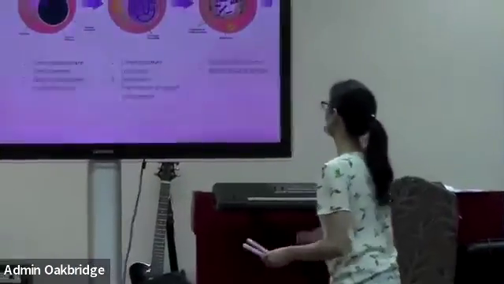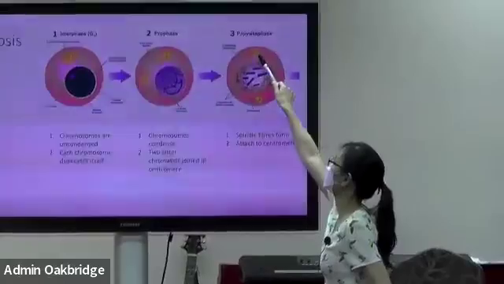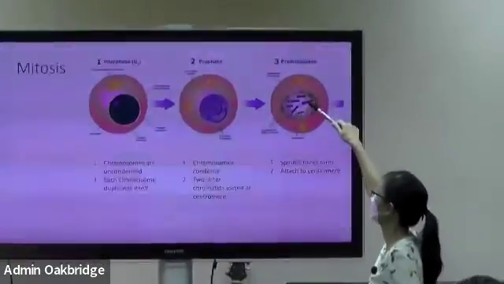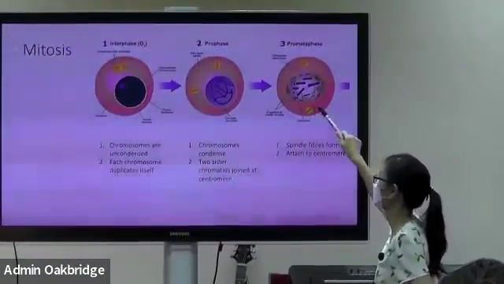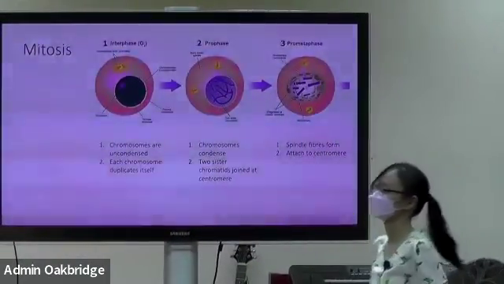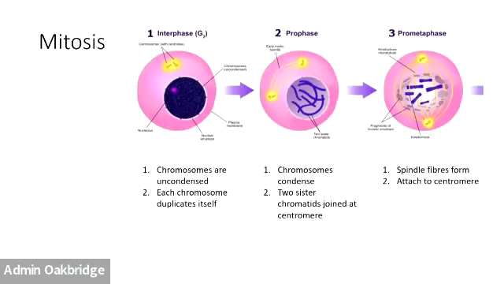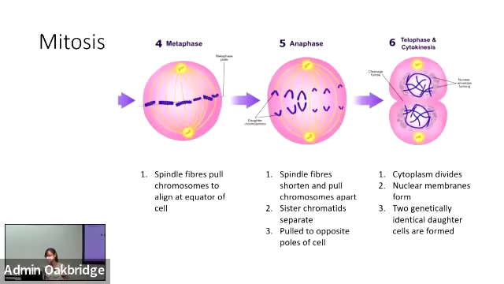Then the spindle fibers will form. From the centrioles, they will come and attach to the centromere. What will happen next? Line up. These spindle fibers will pull and arrange everything in the middle. Spindle fibers pull chromosomes to align at the equator of the cell.